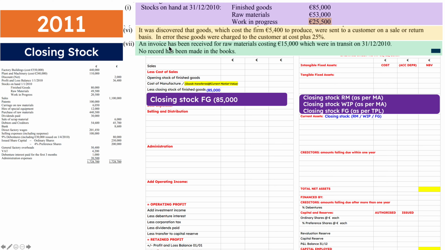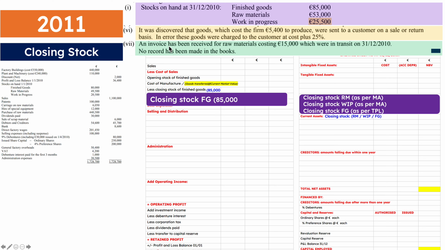So goods were sent to a customer and they were charged incorrectly as a credit sale, so we need to unwind the credit sale. Now this is a little bit different. It cost the firm 5,400 to produce. So that is the cost of the closing stock. So we're going to add the 5,400 back to the cost of closing stock.